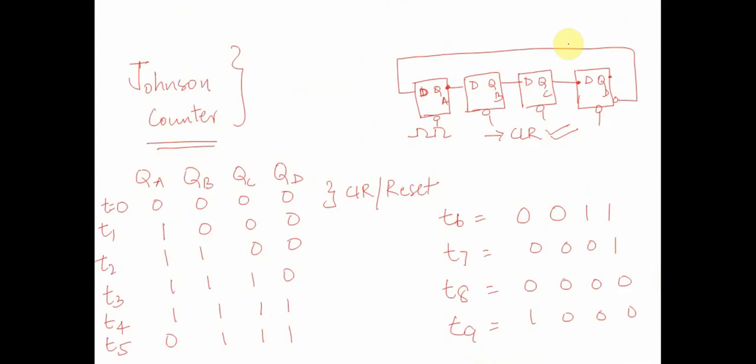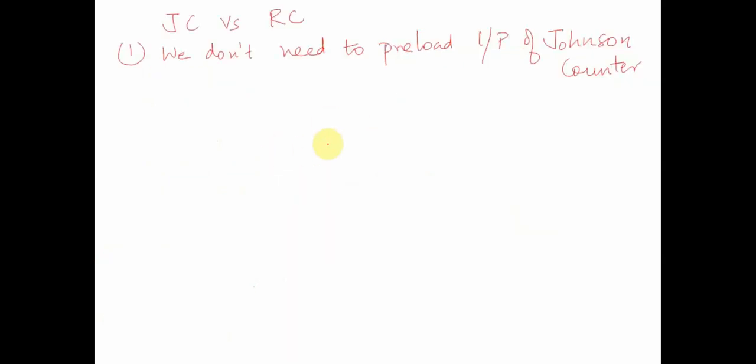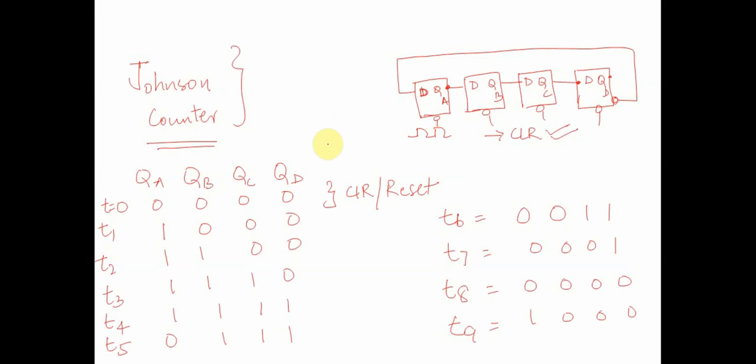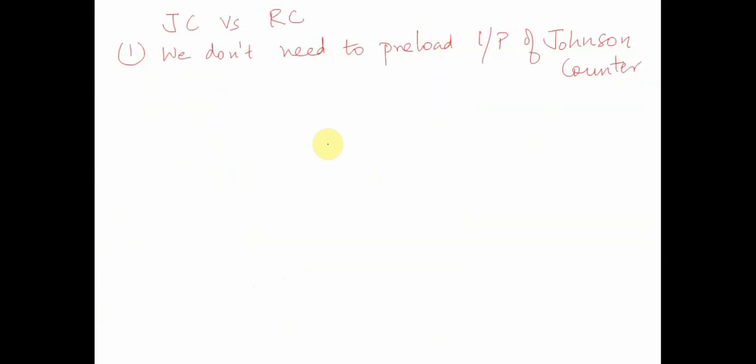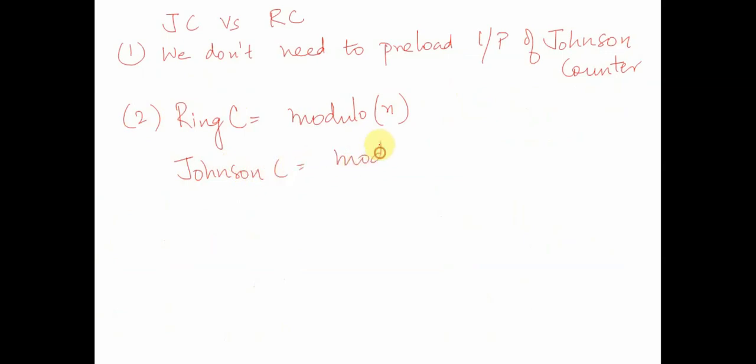But in this particular case of the Johnson counter, since we are connecting Q bar, if the initial state is 0, this Q bar would be 1 at the first edge of the clock at time t1, and QA will get a value of 1. So basically we don't need to preload. Now the second advantage over here is, if a ring counter is modulo n, a Johnson counter is modulo 2n.